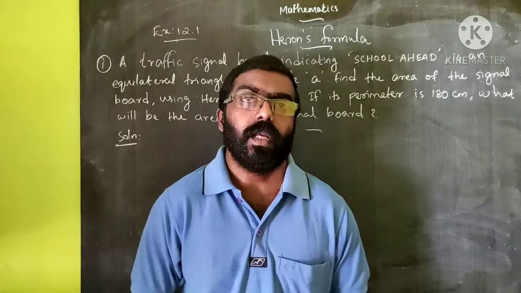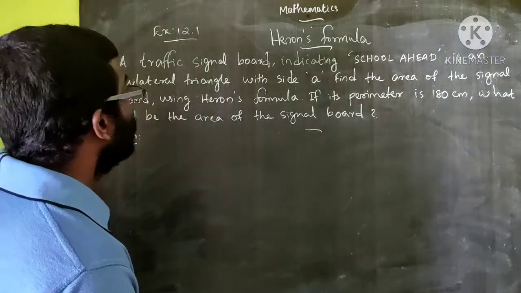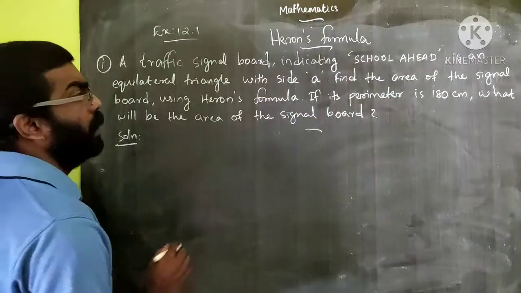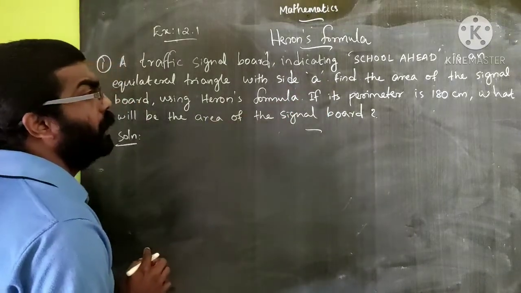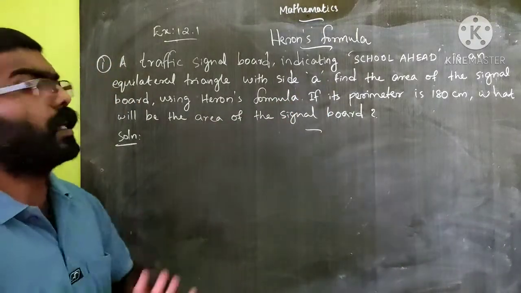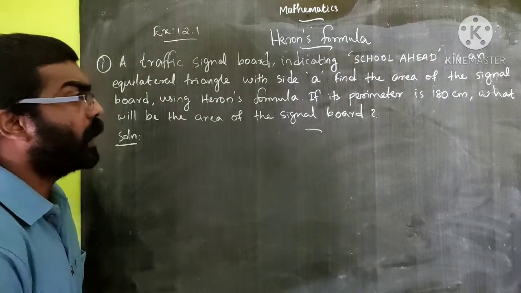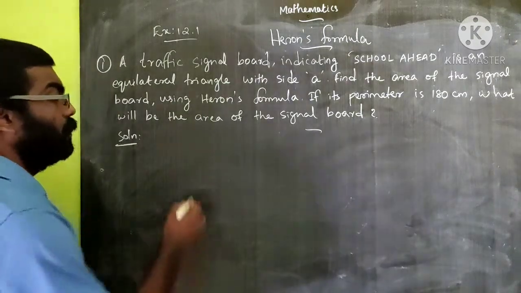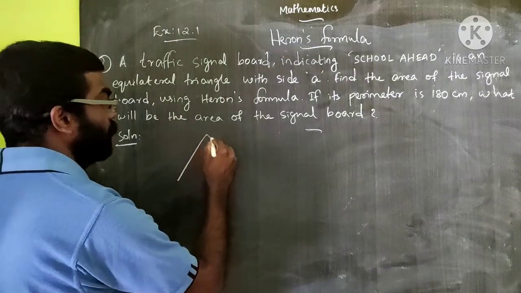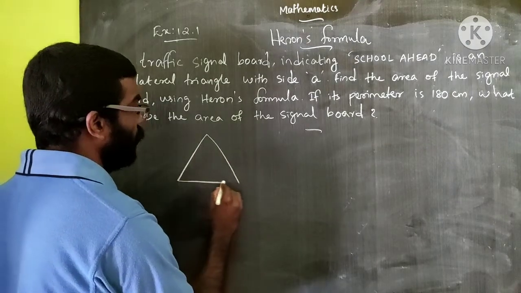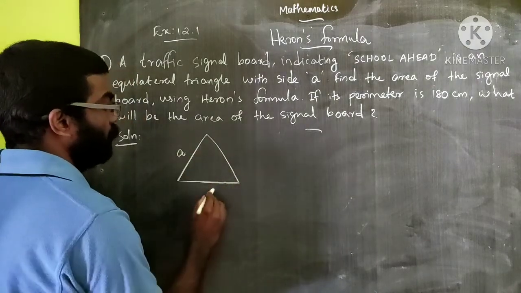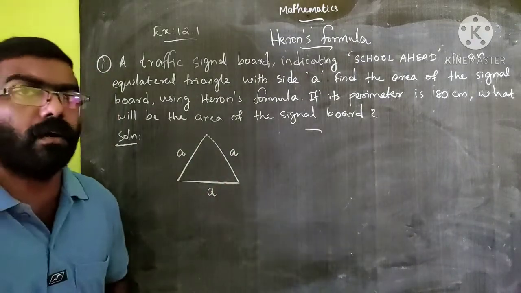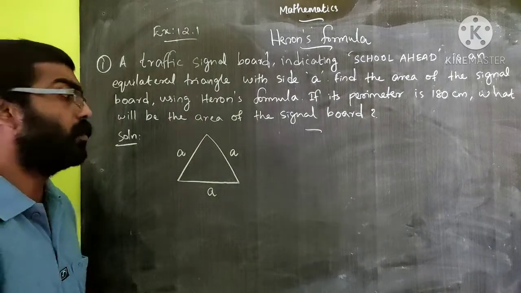Let me start. The first question is: a traffic signal board indicating school ahead is an equilateral triangle with side a. Find the area of the signal board using Heron's formula. If its perimeter is 180 cm, what will be the area of the signal board? First of all, we can draw a rough figure. Here the signal board is in the shape of an equilateral triangle with side a. We have to find the area of the signal board using Heron's formula.